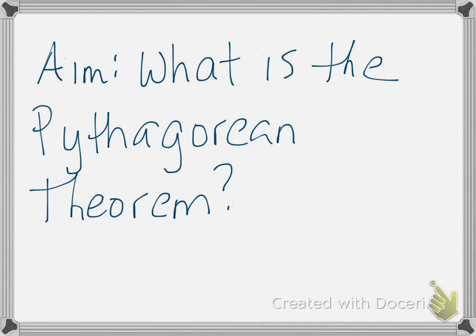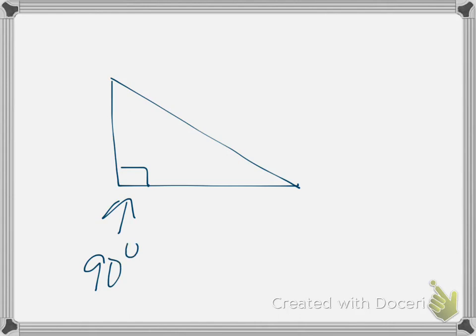Okay, so we're talking about the Pythagorean theorem today, and the Pythagorean theorem can only be used in right triangles. Of course this is a right triangle because it contains a right angle. And the measure of a right angle is always going to be 90 degrees. And hopefully we all know this. And if it doesn't say 90 degrees, but it has the little square, then you should know that that's a 90-degree angle.